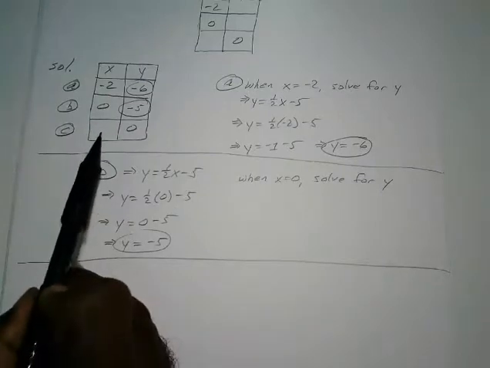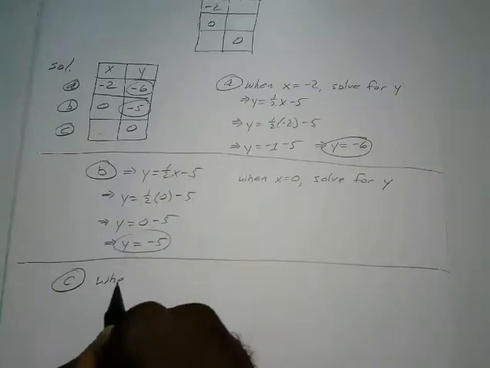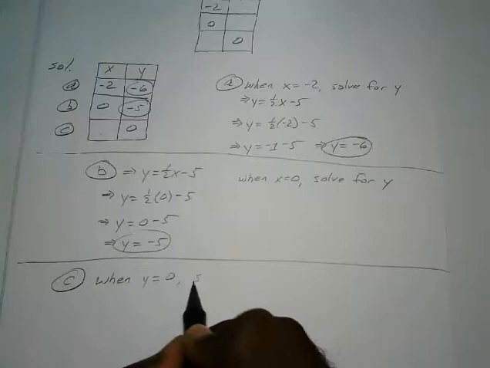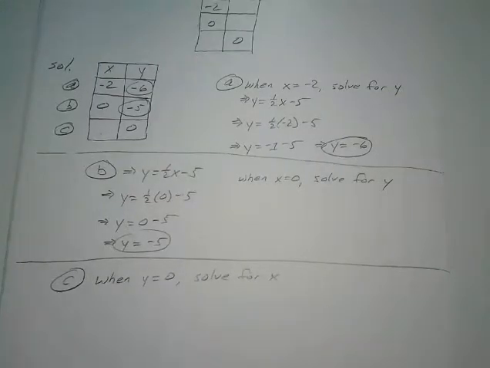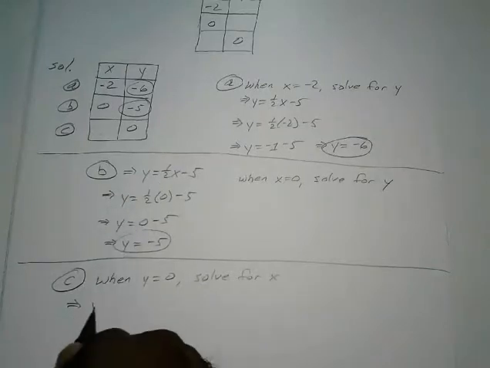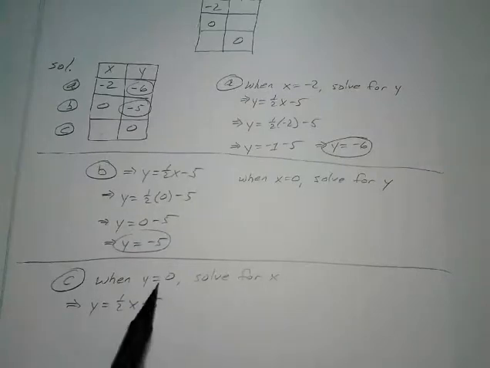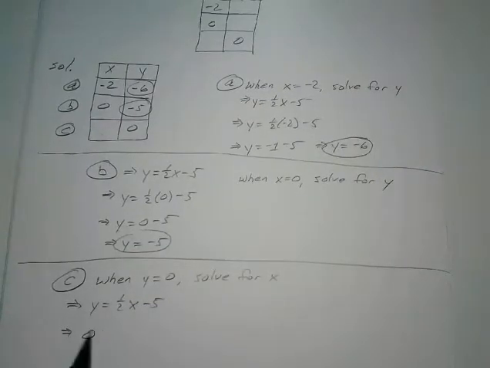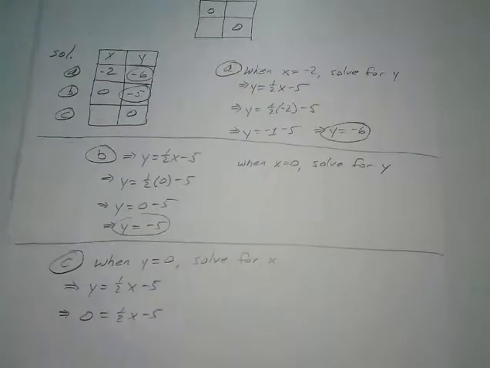Okay, so for this one, our x is the unknown, but we know our y is 0. So when y equals 0, this time we're going to solve for x. Once again, we're starting with our 1/2 x minus 5, but we know that y is equal to 0. So 0 equals 1/2 x minus 5. Now we have to go ahead and solve for our x.